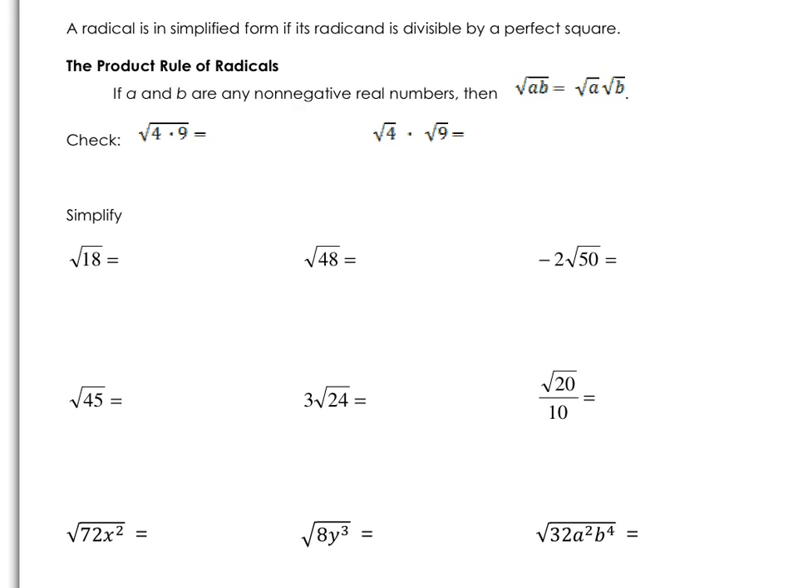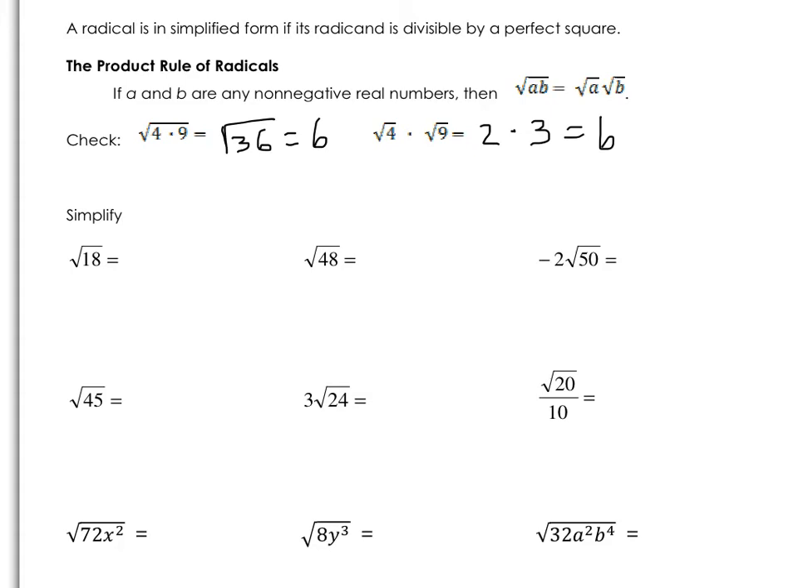So if we have the square root of a times b, that's the square root of a times the square root of b. Let's check and see if that makes sense. The square root of 4 times 9, that is the square root of 36. The square root of 36 is 6. We could have taken the square root first. So what's the square root of 4? It's 2. What's the square root of 9? It's 3. That gives you 6.